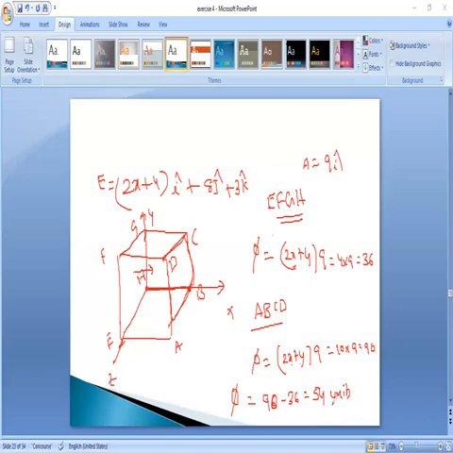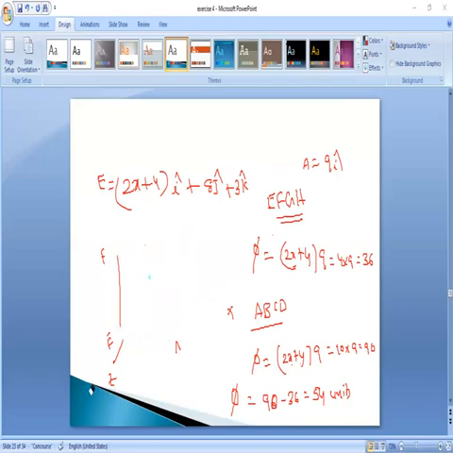Okay, now if this is the flux, what is the general formula for flux here? The very general formula for flux is Q by epsilon naught. So if Q by epsilon naught is 54, then Q is 54 into epsilon naught. And finally the answer is 54 epsilon naught is the charge enclosed in the whole Q.